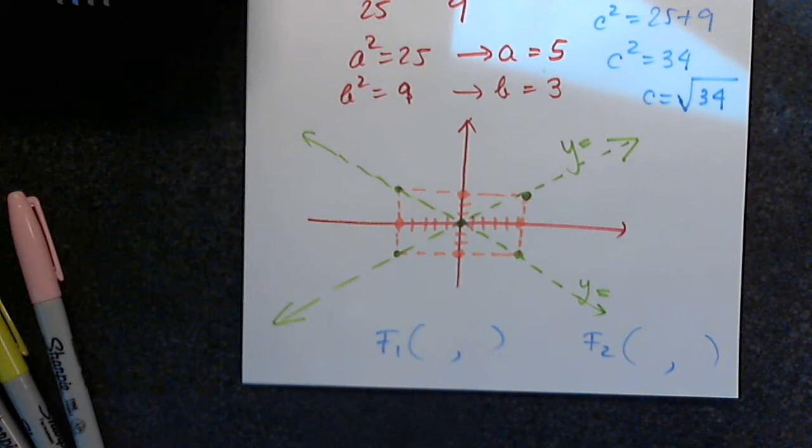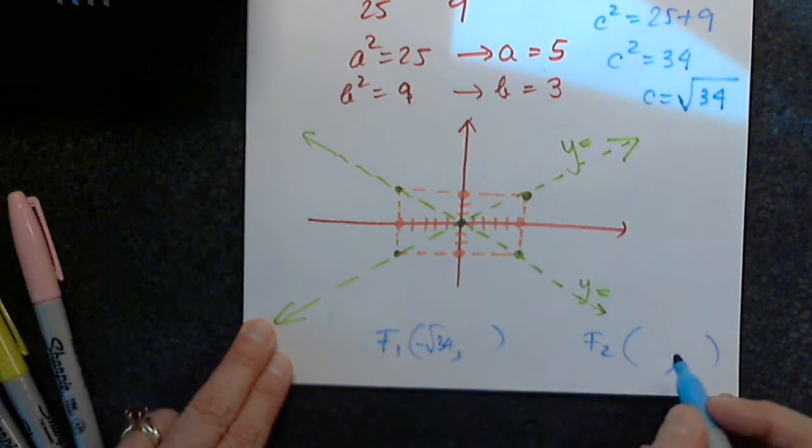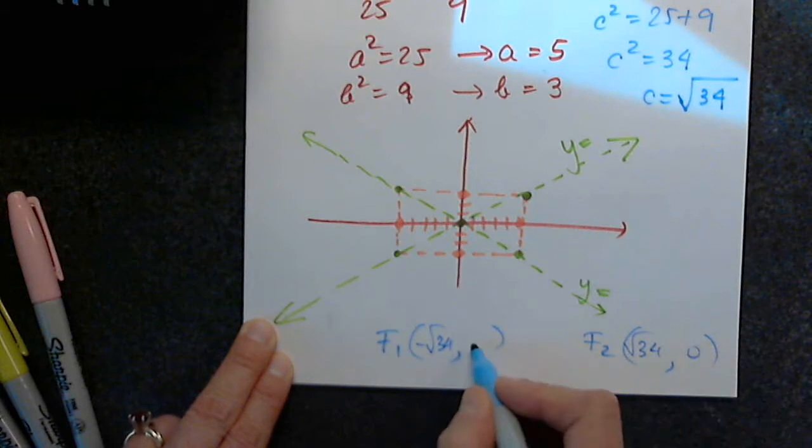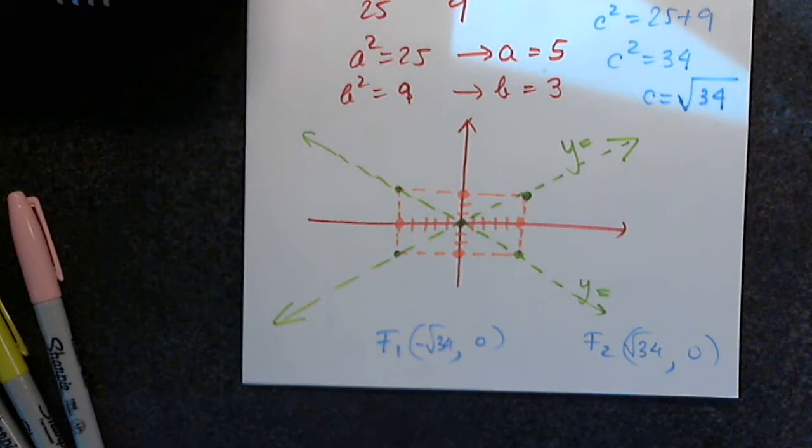Square root of 34, 0. Yes, negative square root of 34, and the square root of 34, and 0, because both foci have to be on the x-axis. Very good. Okay.